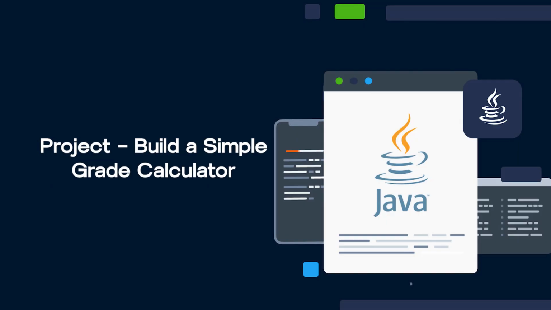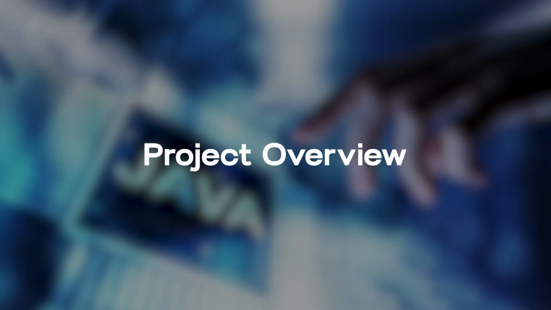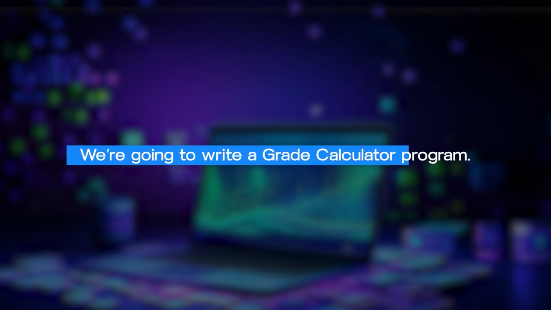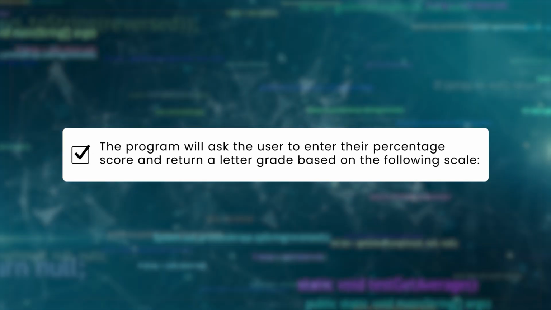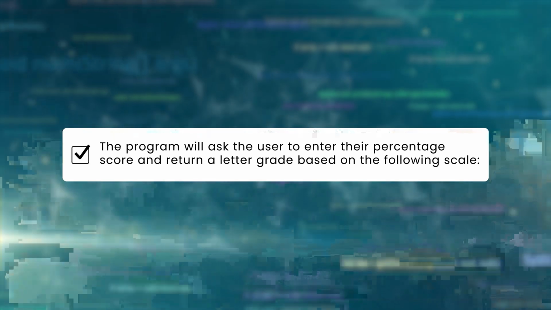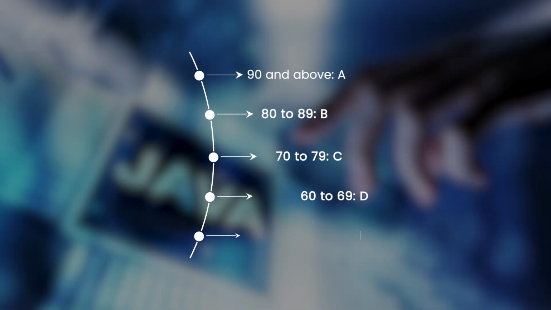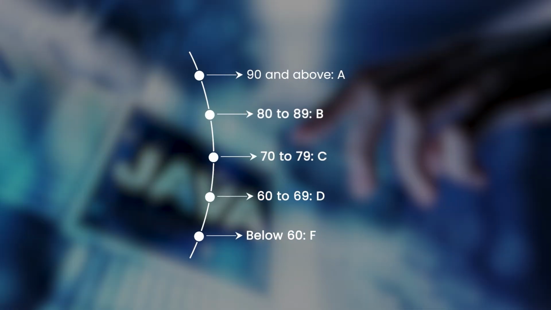Project: build a simple grade calculator. Project overview: we are going to write a grade calculator program. The program will ask the user to enter their percentage score and return a letter grade based on the following scale: 90 and above A, 80 to 89 B, 70 to 79 C, 60 to 69 D, below 60 F.